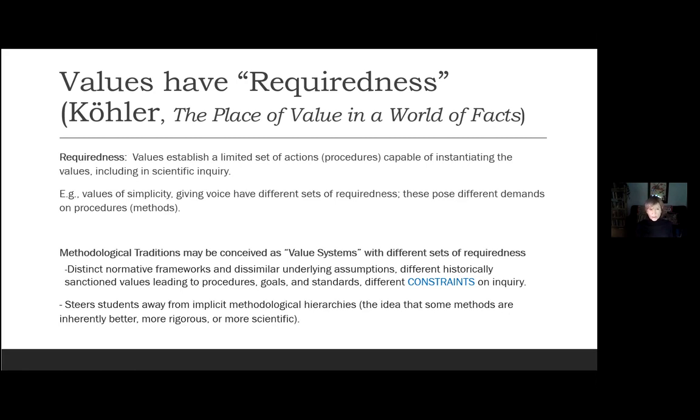What I think is valuable about this is that it helps to steer away from teaching methods with implicit hierarchies communicated, right? The idea that some methods are inherently more rigorous, more scientific, or better across the board, and establishing these kinds of problems that we all know in the perceived legitimacy of certain values that qualitative researchers might hold dear in particular.